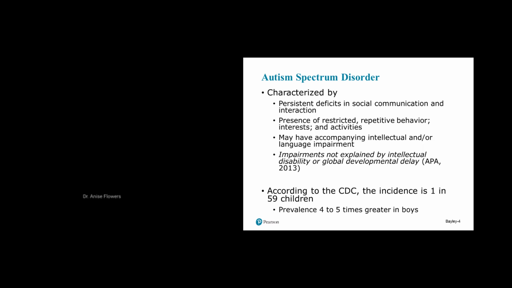The second major area is the presence of restricted repetitive behaviors, interests, and activities. Here is where we look for at least 2 of 4 areas. The first is stereotyped or repetitive motor movements, use of objects, or repetitive speech. It could be lining up toys, as well as echolalia, hand flapping, rocking, spinning, those types of behaviors.